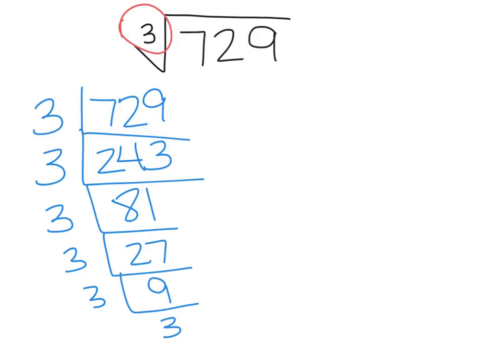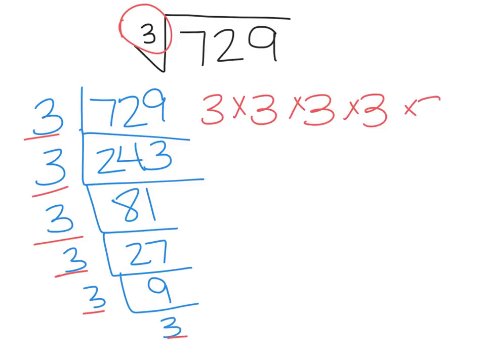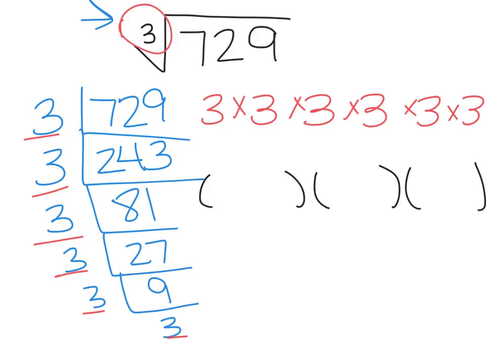So we have 1, 2, 3, 4, 5, 6 threes. We need to break it up into 3 groups because we're doing the cube root. So we have 1, 2, 3 groups. Since we have 6 threes, that means we could do 2 threes into each group.